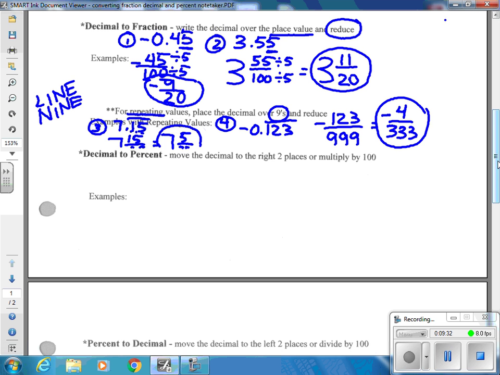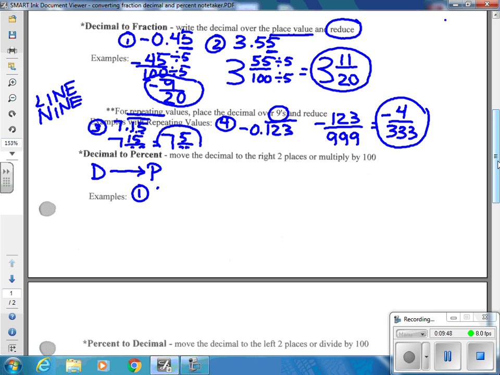And if you want to help yourself remember how to go from decimal to percent, think of it in alphabetical order, right? And in alphabetical order, the D goes to the P. So that means you're moving your decimal to the right. And you just have to remember 2 places. All right, so there's no math attached to this.